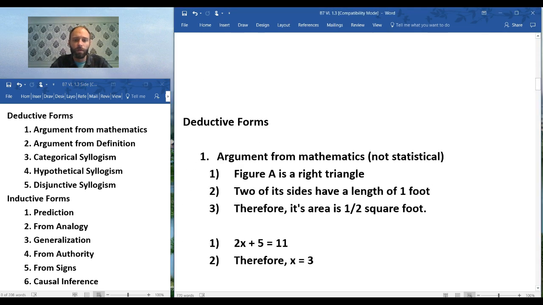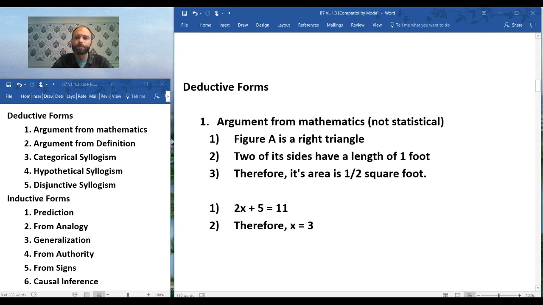First, arguments from mathematics. And I put here in parentheses, not statistical arguments. So mathematical arguments, specifically not the statistical arguments, because as we'll see, statistical arguments are actually generalizations. So those will be inductive arguments. But other arguments from math will generally be deductive arguments.